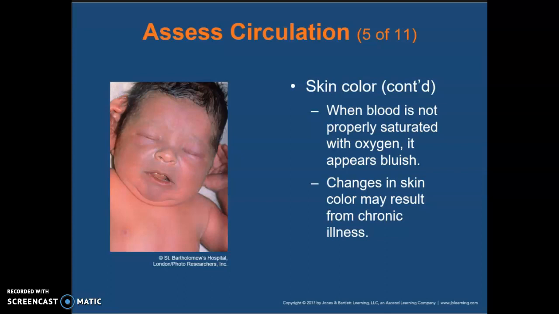You can also get a bluish color called cyanosis. We've talked about that before. The most common places to see cyanosis are going to be in the nail beds or around the lips. If you see this, your patient is not getting enough blood or not enough oxygen in their blood.